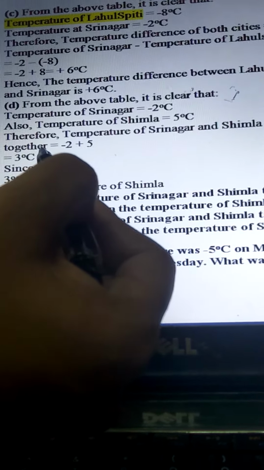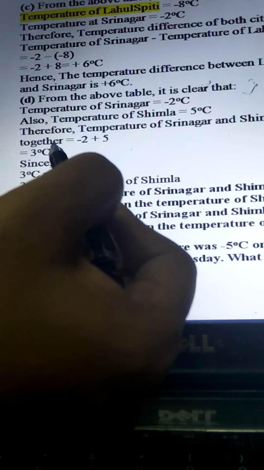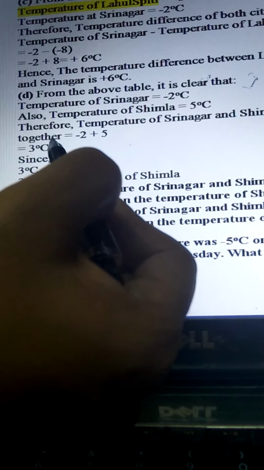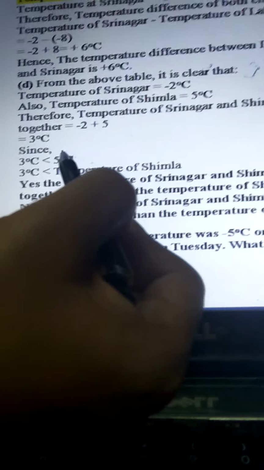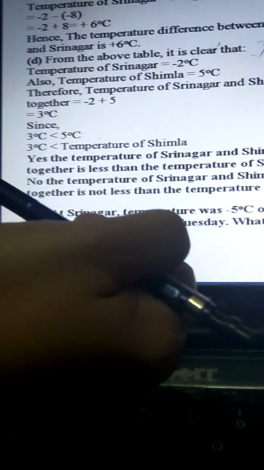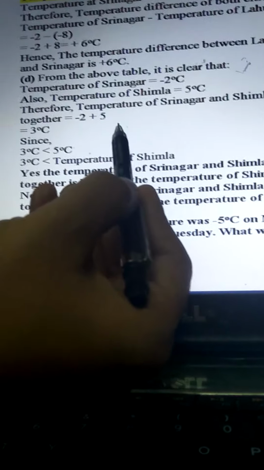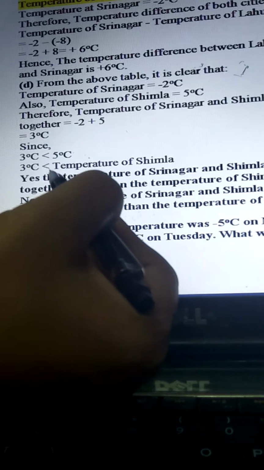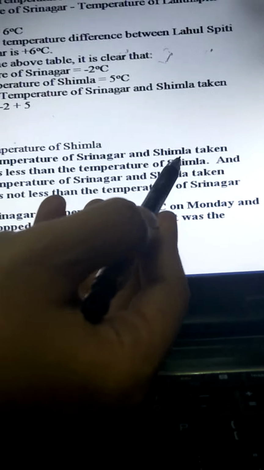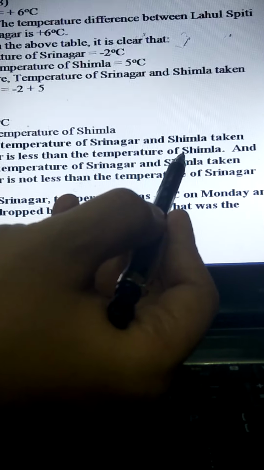So now what has been asked in the question is: is the temperature of Srinagar and Shimla taken together less than the temperature of Shimla? Yes, it is, because the temperature of Shimla is positive 5 degrees Celsius. And what is the temperature of Shimla and Srinagar taken together? It is 3 degrees Celsius. So yes, the temperature of Srinagar and Shimla taken together is less than the temperature of Shimla.